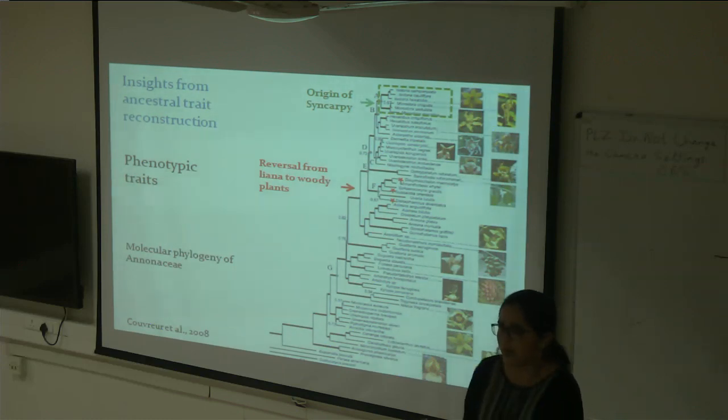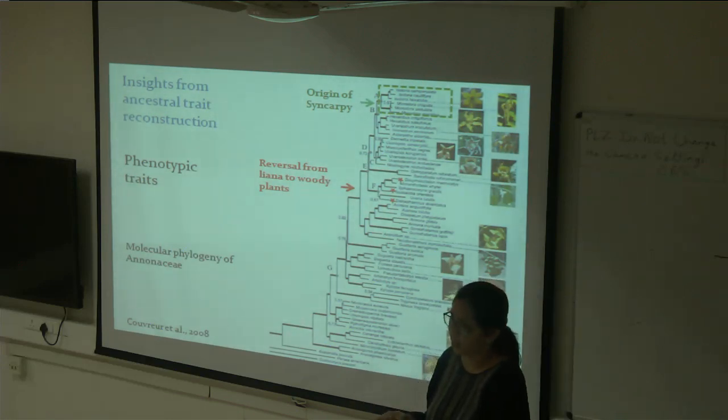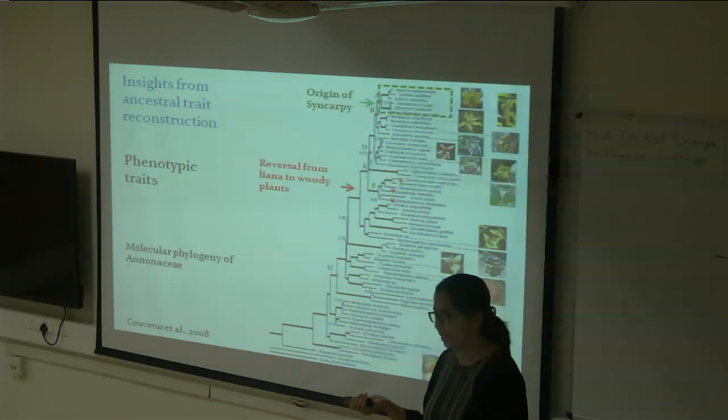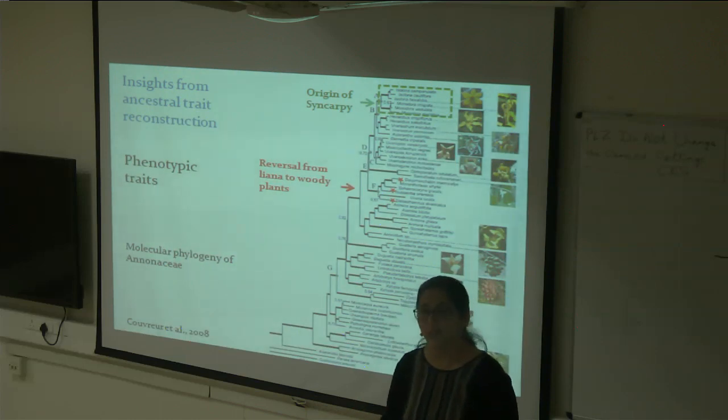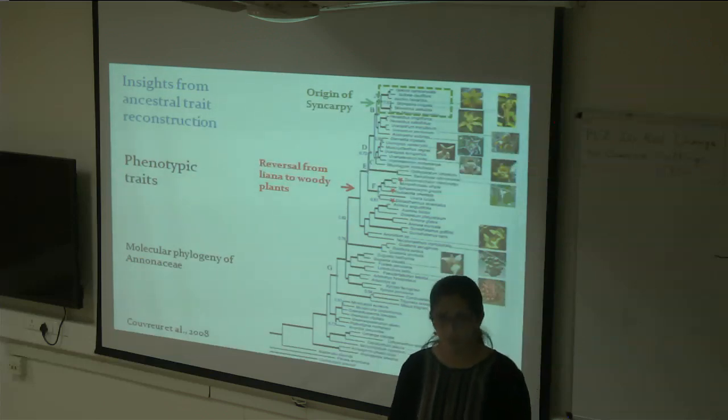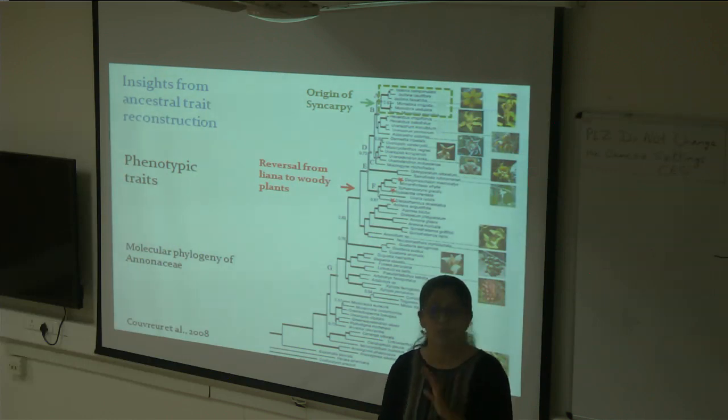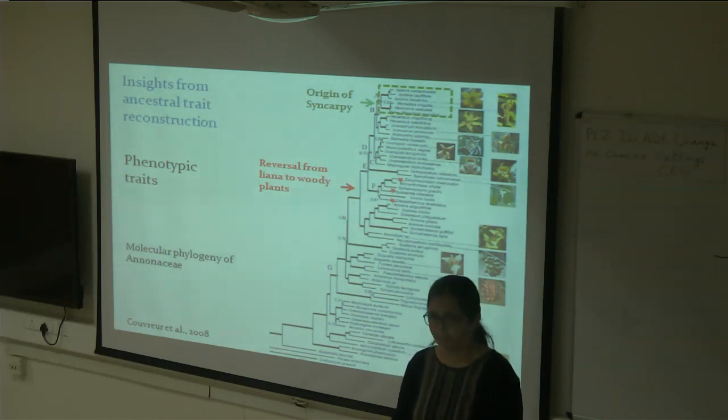All of you are familiar with how to build a tree topology now, right? How to reconstruct a tree using molecular data. You have some morphological data, some behavioral data, some distribution data. Now your aim is to understand how that particular trait has evolved over the phylogeny. So you don't use that trait data to reconstruct the tree. The tree is reconstructed based on DNA data. Is that clear?